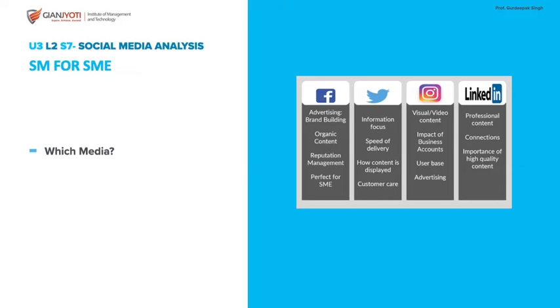And then the customer care. You can use this tool. Visual and video content has to be of high quality in Instagram. It definitely has a big impact on all your business accounts, business prospective customers. You can build a very big user base with that, and you can advertise also through the infographics. Last one is LinkedIn. This is used for the professional networks, building and creating your own professional network. Content has to be very professional and of very high quality.